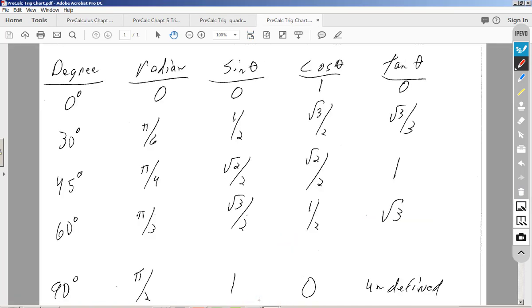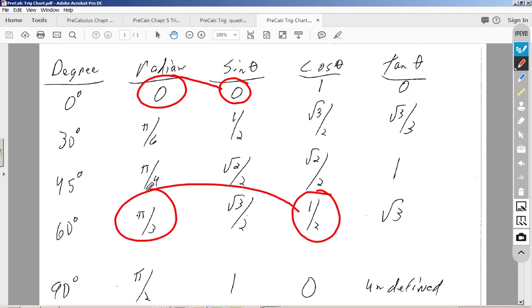So the first one I want to find is the arc sine of 0. So what angle has an x coordinate of 0? Here's my 0. The angle that has the x coordinate of 0 is going to be 0. So that's my answer for that equation. And then also the arc cosine of 1/2. The angle that gives me 1/2 for my x coordinate is going to be pi over 3.